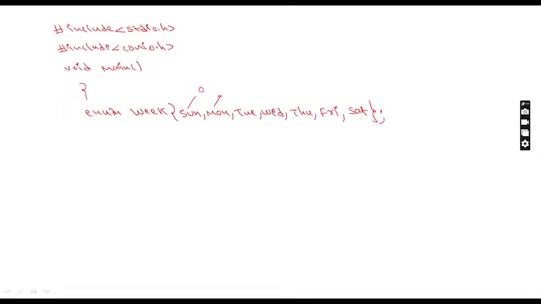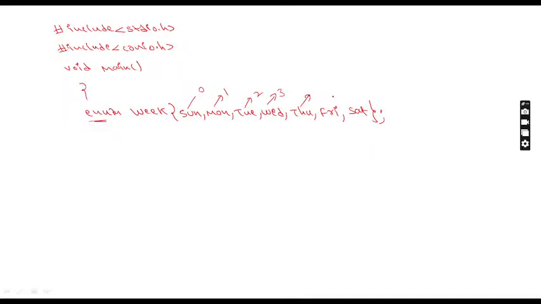For Monday it will assign the value 1. Did I give a value? No. Automatically the enum concept itself will give you the value. For Sunday it assigns 0, for Monday 1, then 2 and 3. I will not give the value; automatically the enum concept will assign the value to the variable. So that is the definition of an enum.